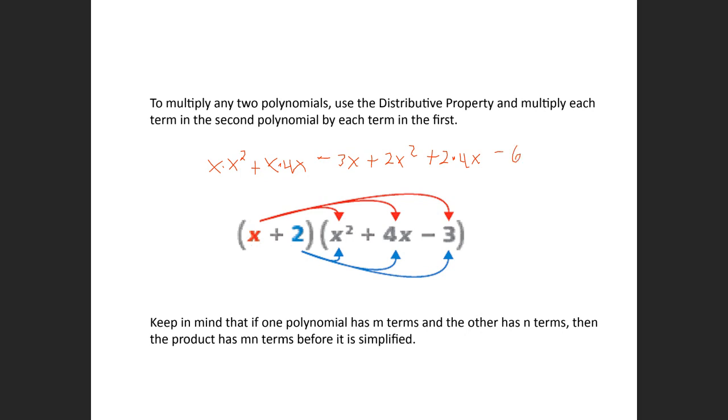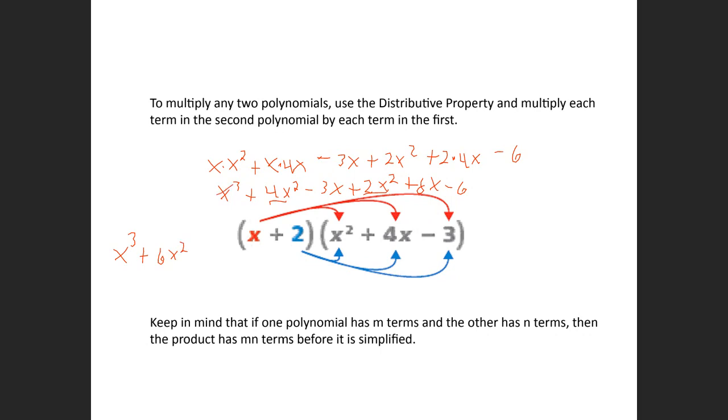So now I'm going to try to simplify this. So x times x squared is x to the third plus x times 4x, which is 4x squared, minus 3x, so I really can't do much there, plus 2x squared, can't do much there, plus 2 times 4 times x, well, that gives me 8x minus 6. Now, I can simplify. I can add like terms together. So 4x squared and 2x squared gives me 6x squared.